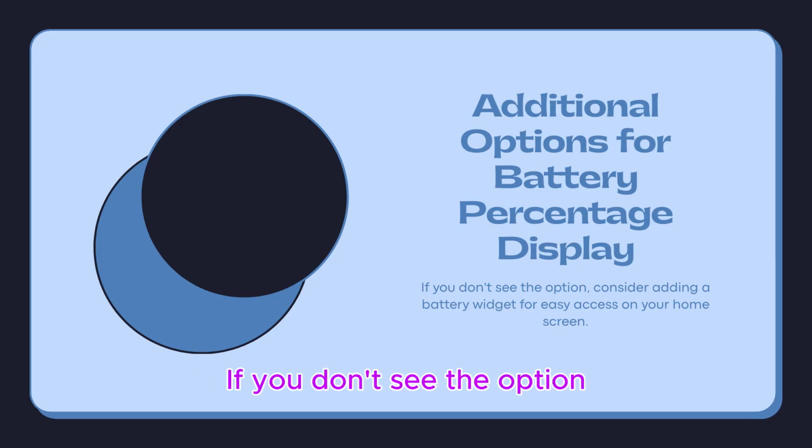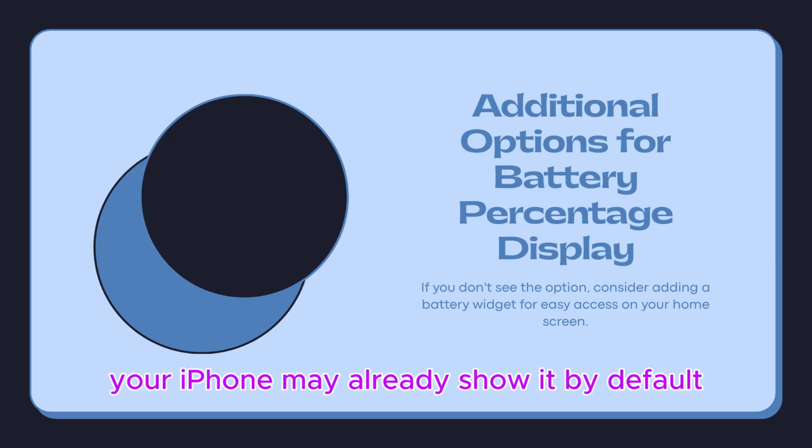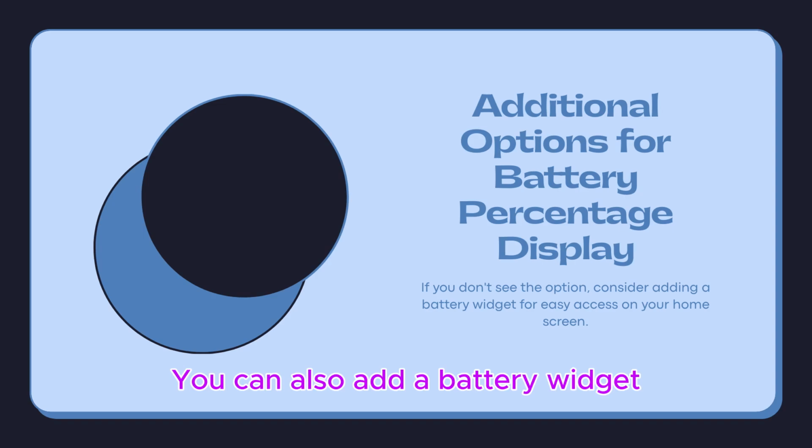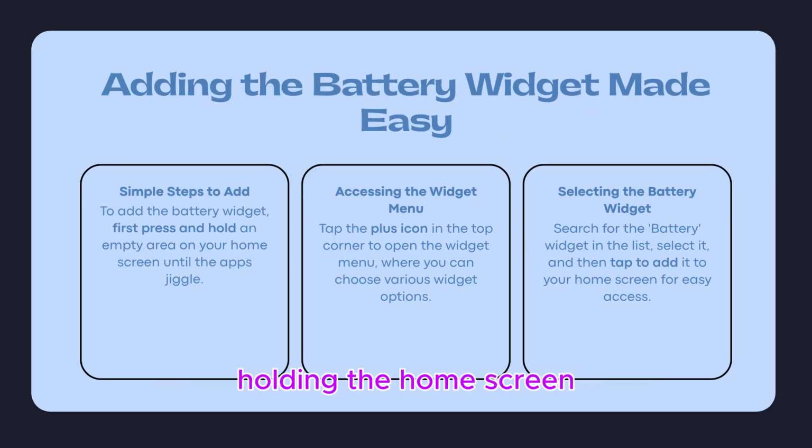If you don't see the option, your iPhone may already show it by default. You can also add a battery widget to your home screen by pressing and holding the home screen, tapping the plus icon, and searching for battery.